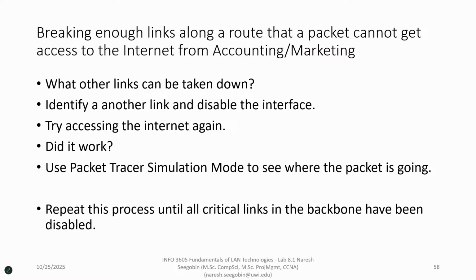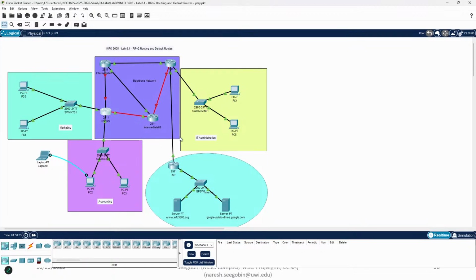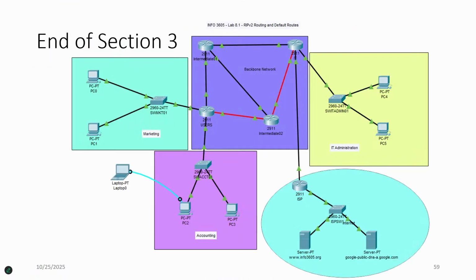So what other links can be taken down? You're going to repeat this: all critical links in the backbone can be disabled. I'm more or less wrapping up here. What other links can I take down? Technically, I took down all the critical ones, so if I take down any other link, that's it. The access to the internet is going to be broken, and then they wouldn't have access. So then you have that break. I'm not going to demonstrate that. You can check that on your own. And this is the end of section 3. So we're done here.